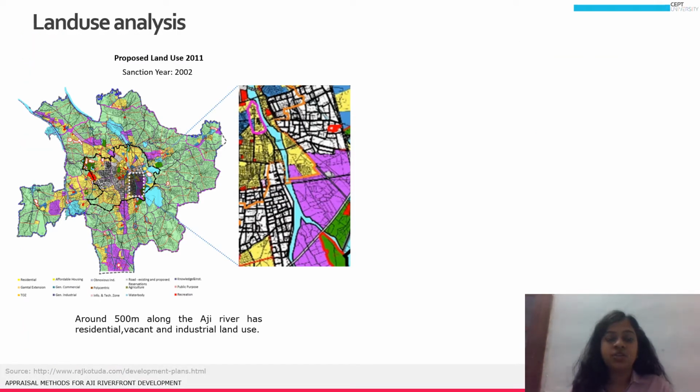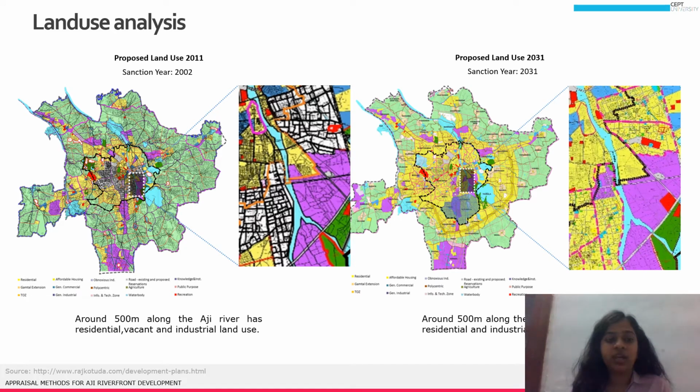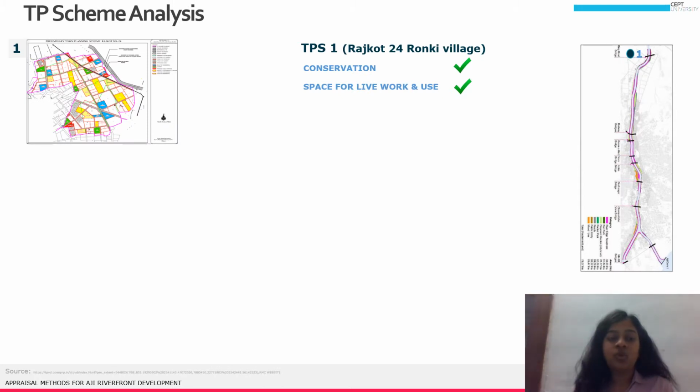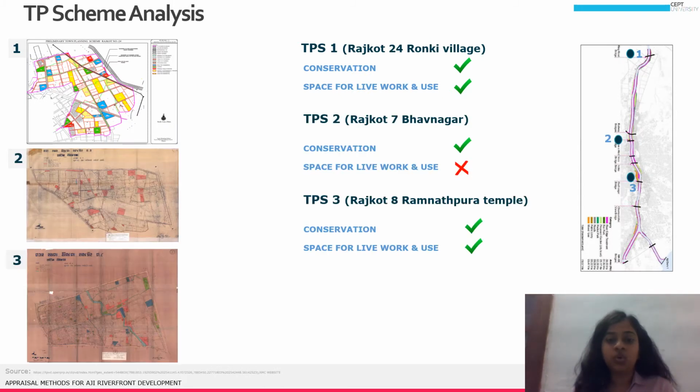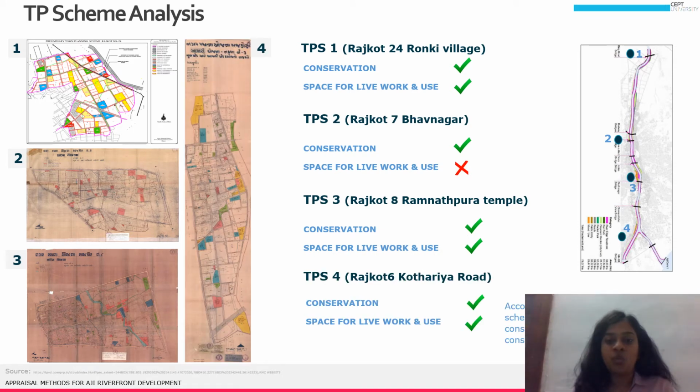The land use analysis shows that in the year 2011, residential, vacant and industrial areas were proposed, but by the year 2031, there will be an increase in industrial and residential areas near RJ River. These are few of the TP schemes near RJ River, and some of them follow the RFT guidelines and some of them won't.